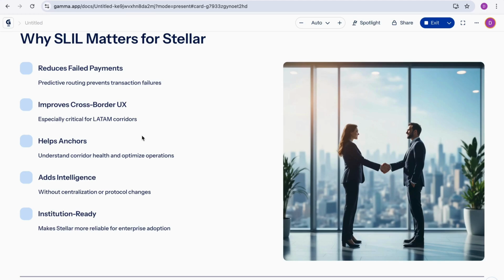SLIL improves Stellar by reducing failed payments, improving cross-border UX, and giving anchors and applications visibility into corridor health. It adds predictive intelligence without centralization and without protocol changes. In short, SLIL makes Stellar payments not just fast but reliable. Thank you.